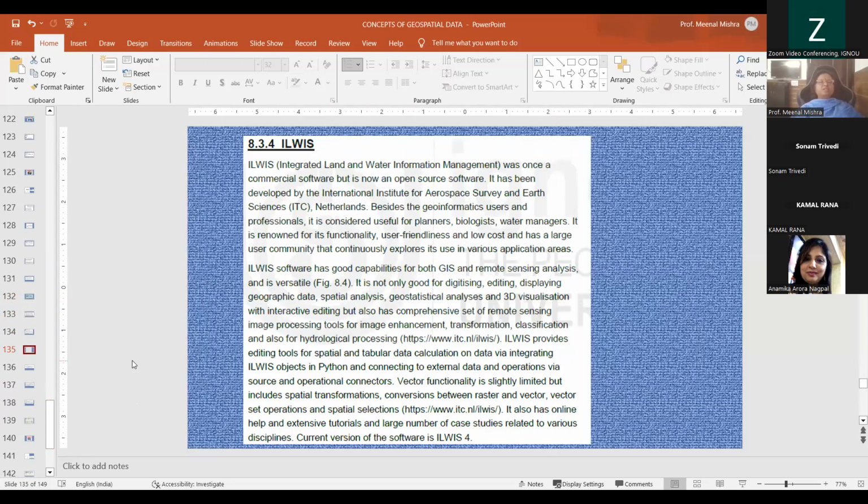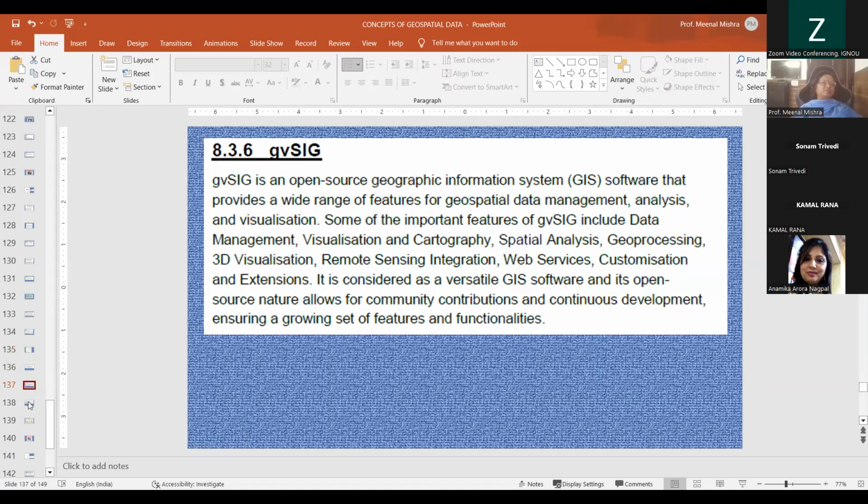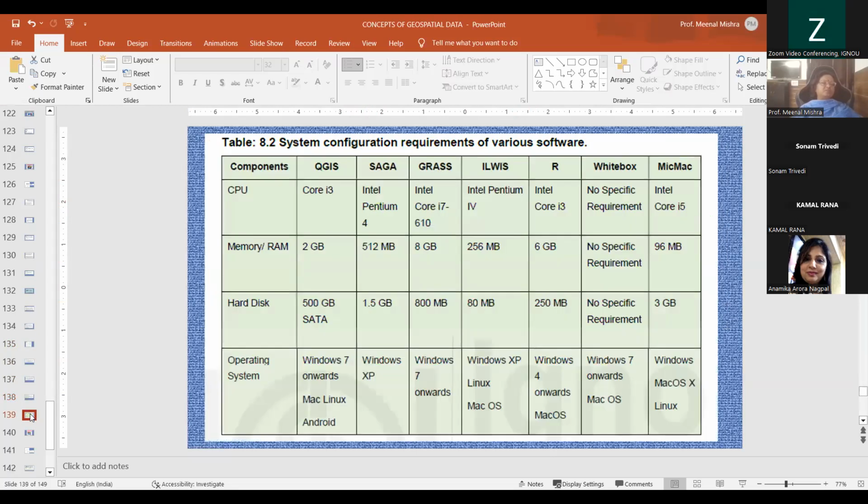ILWIS is Integrated Land and Water Information Management. This was once commercial software, but now it is open source. It has been developed by the International Institute for Aerospace Survey and Earth Sciences, ITC Netherlands. It has good capabilities in both GIS and remote sensing analysis, and it is quite versatile and very good at digitizing, editing, and displaying geospatial data. This I will skip, it's given in your material.